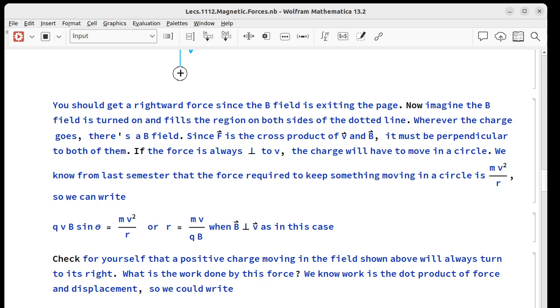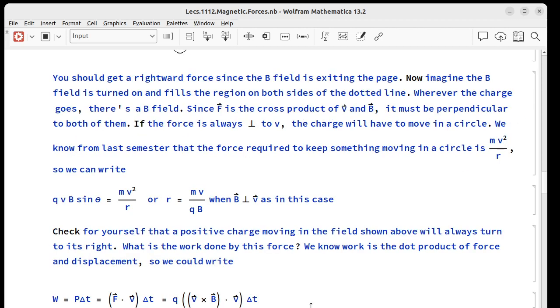However, what we notice here is that in a cross product, the result has to be perpendicular to both initial vectors. So F, which is qv cross B, has to be perpendicular to both v and B. Now, if we take something that's perpendicular to v and get the dot product with v, that's by definition going to be 0. Anything perpendicular to v dotted into v will give us 0. So that tells us we don't get any work done by this magnetic field.